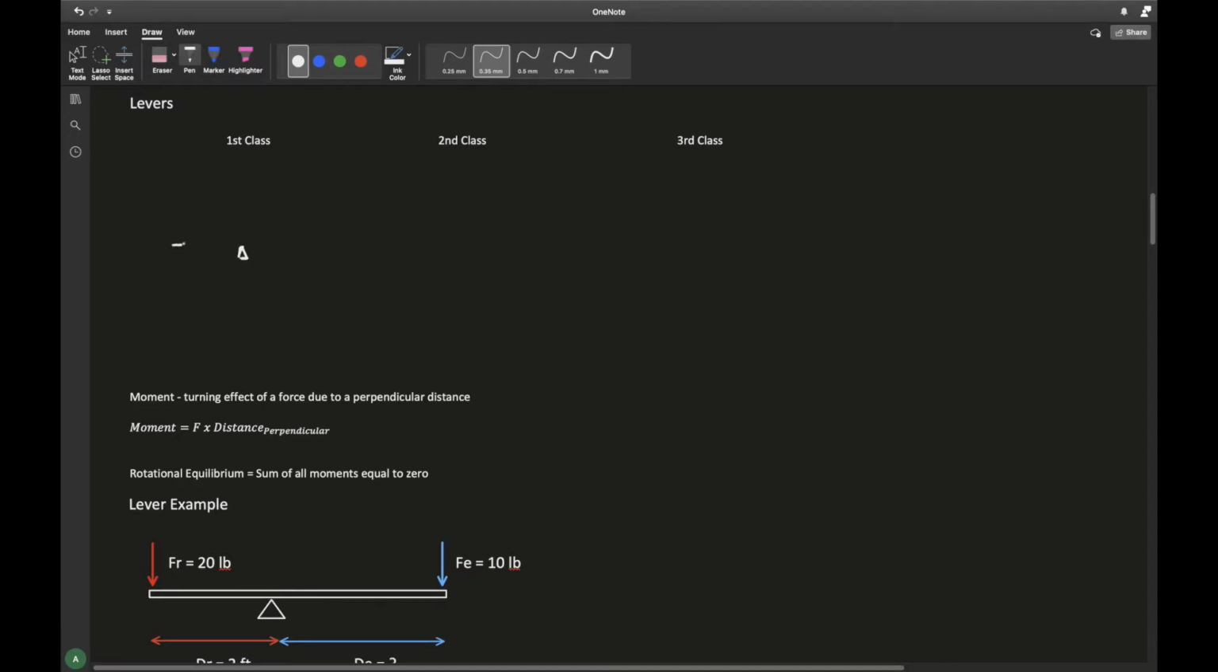And so our first class of lever has the fulcrum, or the pivot point, in the center, and it has a lever bar on the top and 2 forces that are manipulating that lever, like so. So the blue we'll call the effort force, and the red we will call the resistance force, like so.